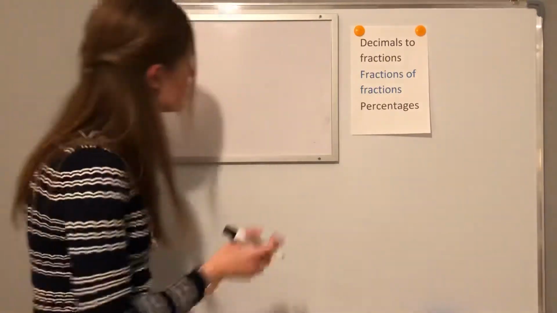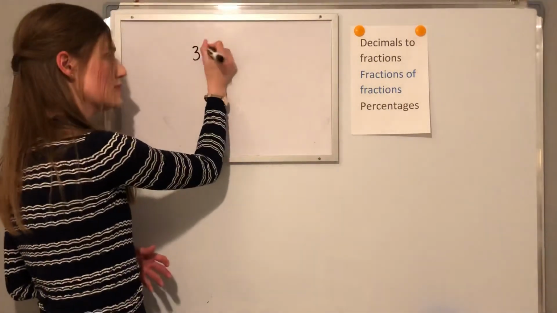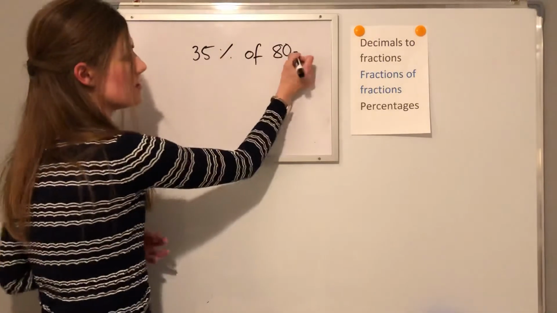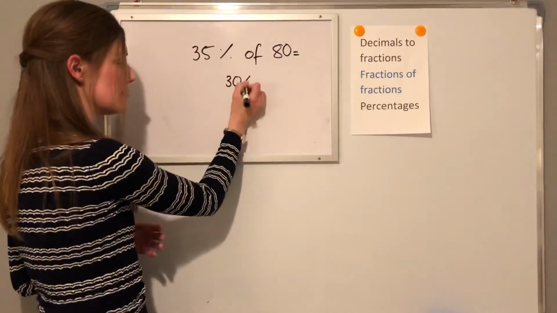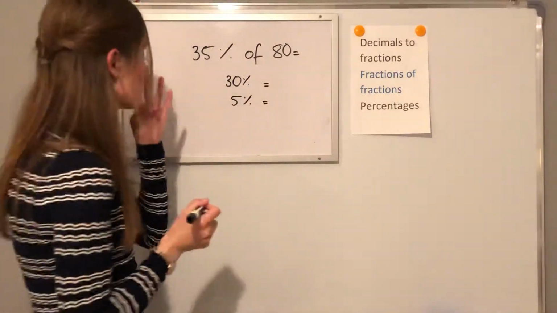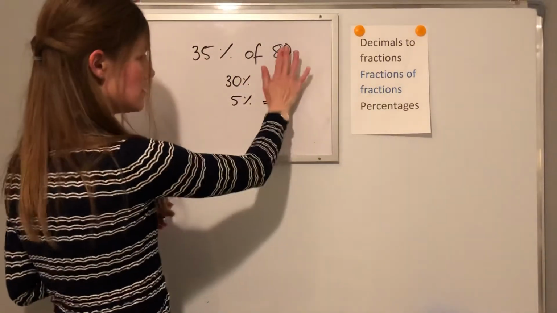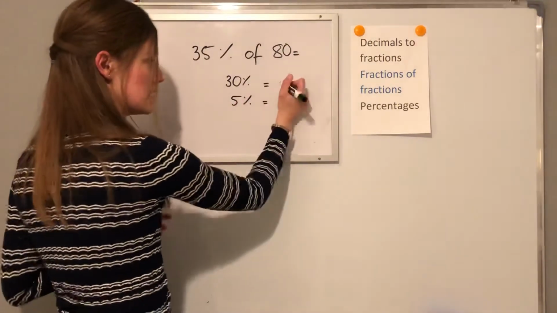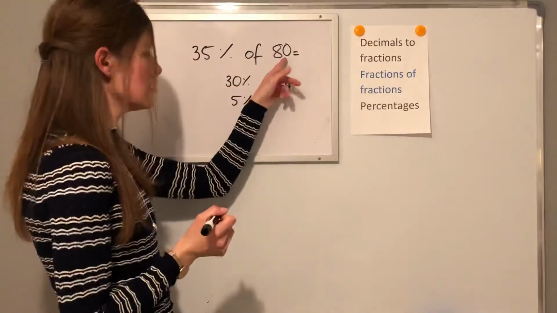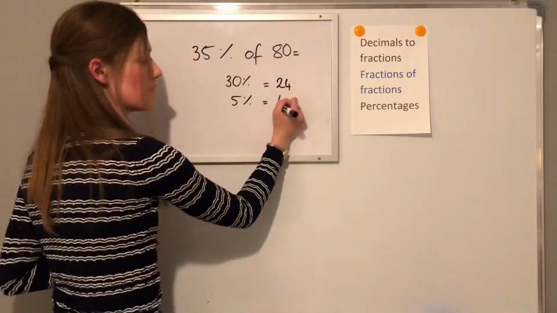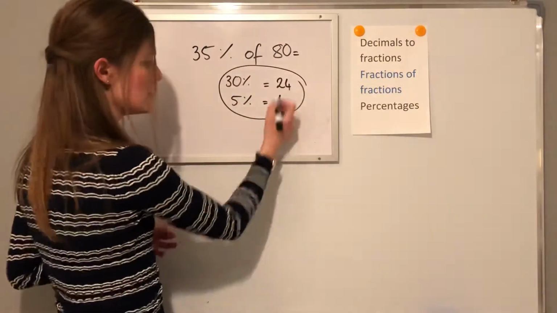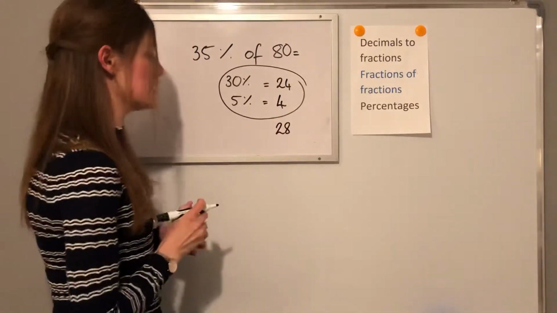Using all of those things, you would now be able to work out something like 35% of 80. You could break it down into 30% and 5%, and then just add them together. So 30%, you do 10% times it by 3 is 24. To do 5%, you take off the 0 to find 10%, chop it in half, which makes 4. So if you're wanting 35%, you add those together, and that makes 28.